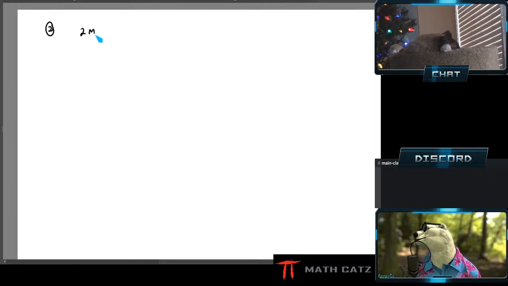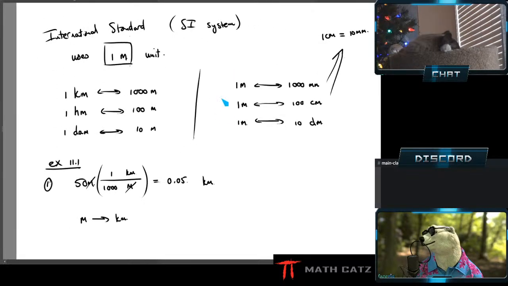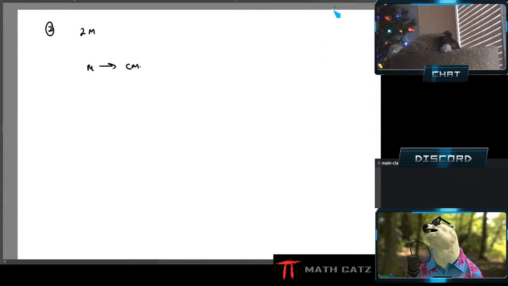I start with 2 meters. I want to go meters to centimeters. Well, my table allows me to do that directly right there. And I can say, well, my reference pair needs to have meters and centimeters in this order so that meters can cancel and my answer will be in the units that I want. 1 meter, 100 centimeters, so 2 meters, 200 centimeters.